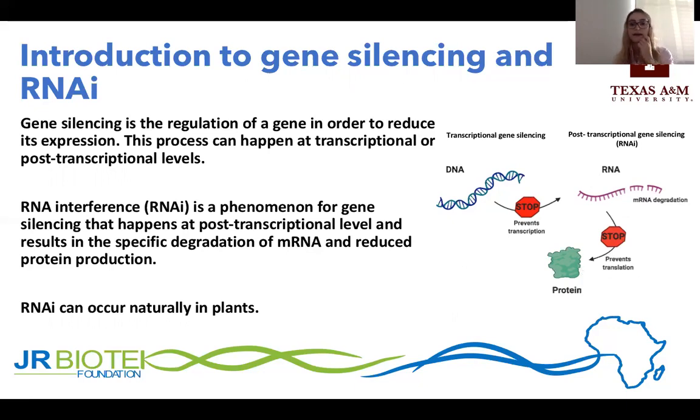RNAi, or RNA interference, is a natural phenomenon that happens in different organisms for silencing a gene. RNAi happens at a post-transcriptional level and results in the specific degradation of an mRNA molecule and consequently in a reduction of its protein production.